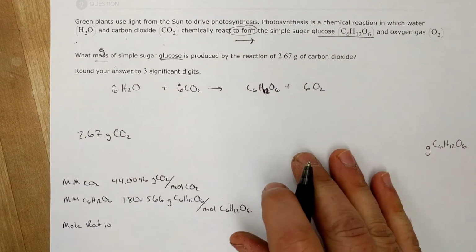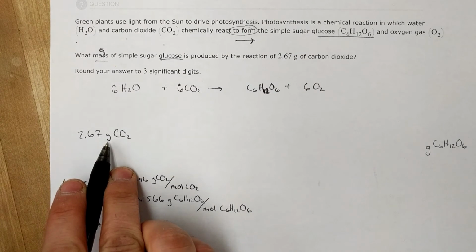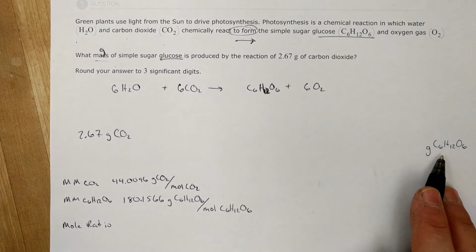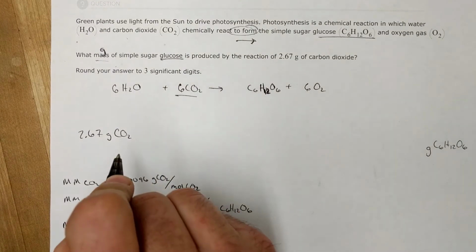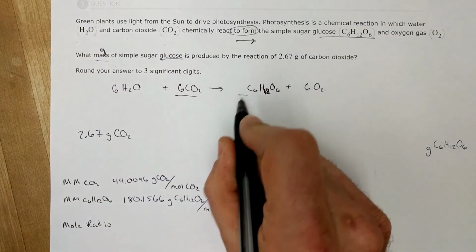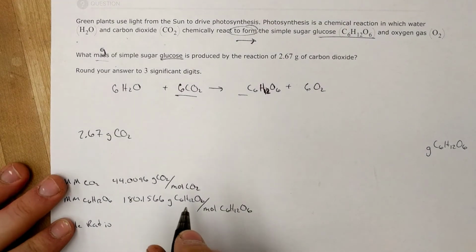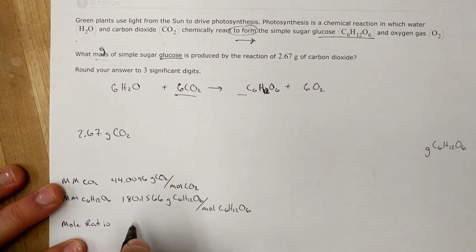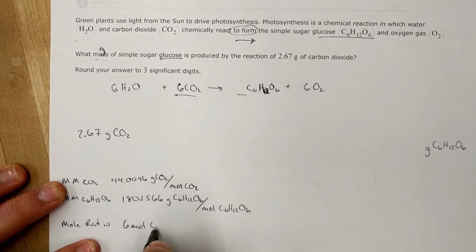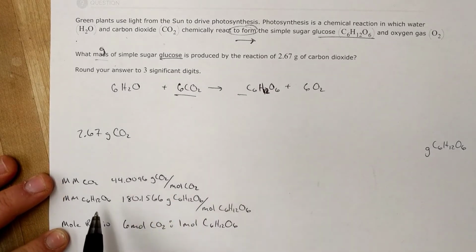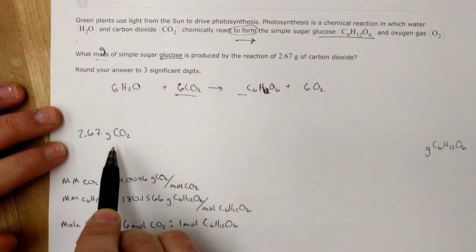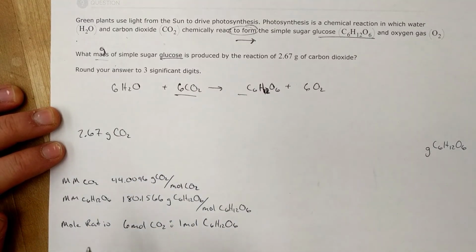The mole ratio that we need is the one between the carbon dioxide that we began with and the glucose that we're ending with. So 6 moles of carbon dioxide react to form 1 mole of C6H12O6. Actually, we'll write that ratio down here: 6 moles of CO2 react to form 1 mole of C6H12O6. Now we just need to apply these conversions one at a time in a way that will get us from carbon dioxide to glucose.